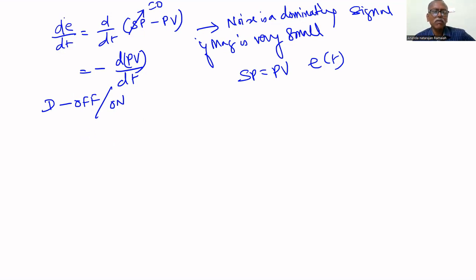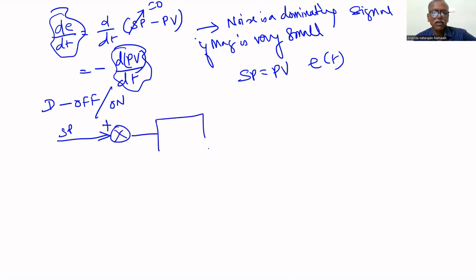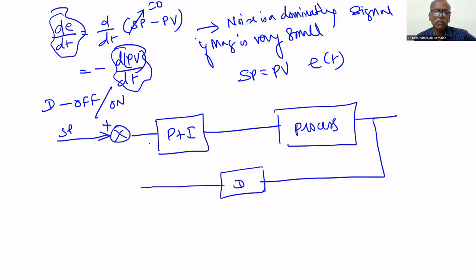This can be solved. Instead of implementing d by dt of error, we can implement dPV by dt. That's why the controller will be implemented like this. Set point, here only P plus I alone is implemented. Then the process is there. The output is taken and a derivative mode is used here. The output will be added to this PID control.